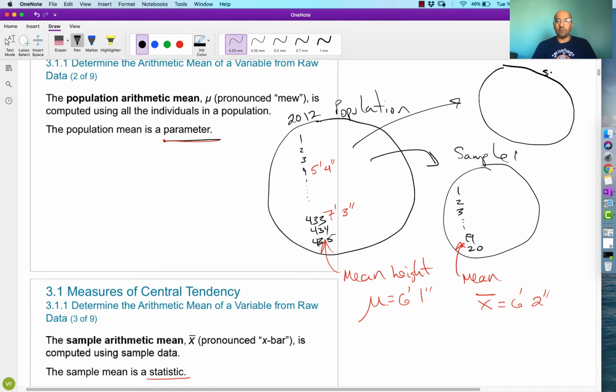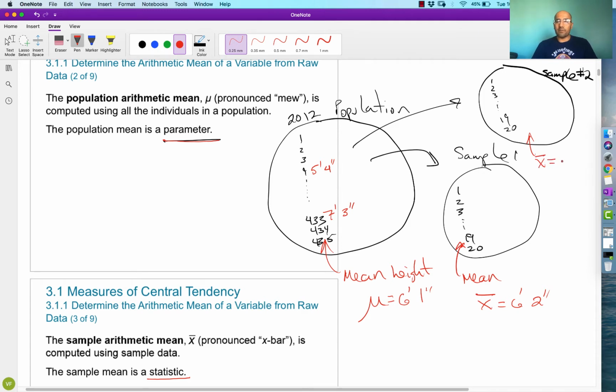Sample number 2. And so a whole new batch of people, 1, 2, 3, 19, 20. A whole new batch of people are selected. It's likely that this result has a slightly different sample mean. The mean here, x bar, is going to be a little bit different.